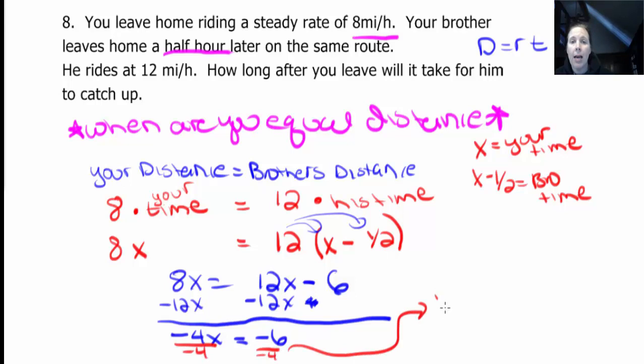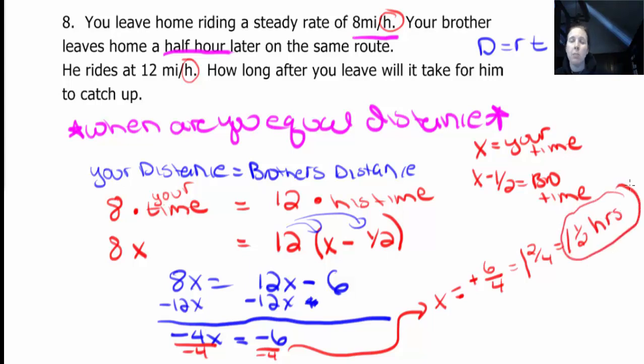So x equals positive 6/4, which is really 1 2/4, which is really 1 1/2. And what are we dealing with? We know we're dealing with hours because that's what's given. So it's 1 1/2 hours. So you guys will end up in the same spot 1 1/2 hours after you leave. How long after you leave will it take him to catch up? 1 1/2 hours. Okay, that is it.